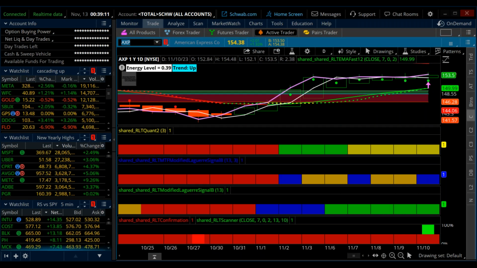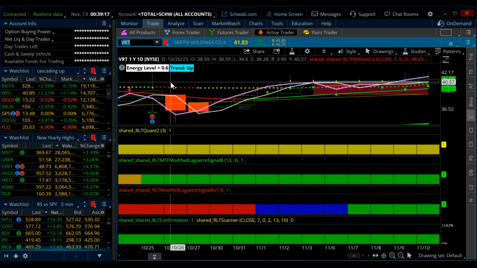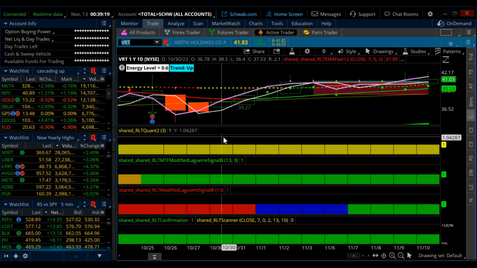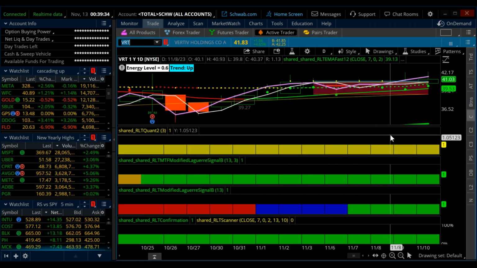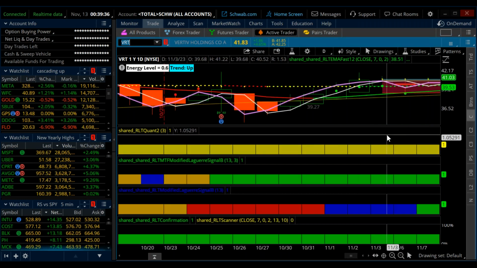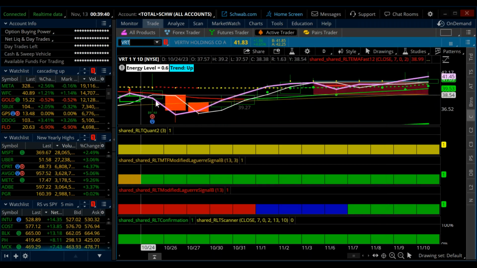All right, let's see. We'll do VRT. Okay, this is VRT, Vertiv. All right, and you see what you see here. Now the compass system is telling you that you got green here, multi-time frame, current time frame momentum. Your bias is green. Everything is pretty green here. The trend, this is a multi-time frame trend, is still kind of neutral to bearish because the stock hasn't done very much. But if we go back and see, you can see it's been just chopping around as it comes down.